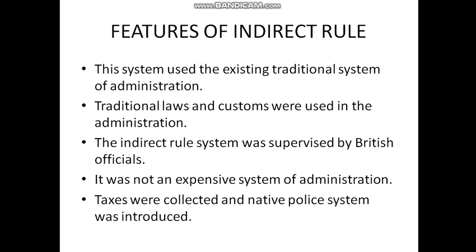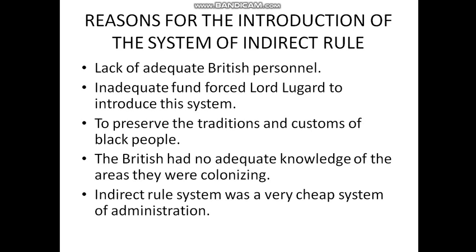Yes. Take you to the next slide. Reasons for the introduction of the indirect rule system in West Africa. Why was it introduced? Number one, lack of adequate British personnel. The British personnel on the ground were not enough to see to the smooth running of these colonies. So they had to look inward for other people that could augment. That's why they were using traditional rulers in that regard.